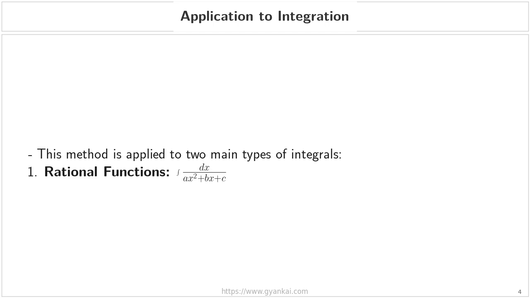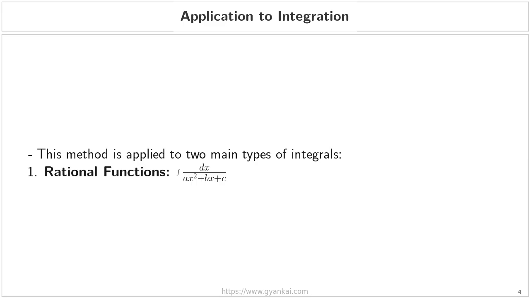Application to integration. Okay, so we've spent the last few slides learning how to rewrite quadratic expressions by completing the square. Now, let's talk about why we do that, specifically, how it helps us with integration. This slide outlines the two main types of integrals where completing the square is particularly useful. First, we have integrals of rational functions.